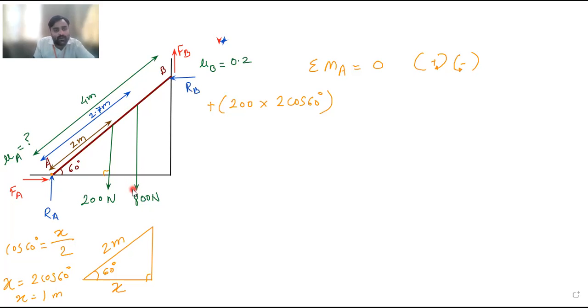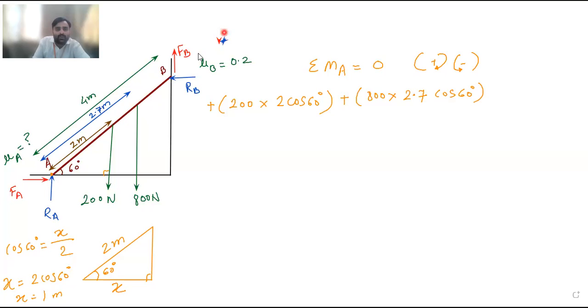Next is this 800 Newton force. What is the perpendicular distance of this 800 Newton force? From this point up to here, the total distance is 2.7 meter, and the angle is 60 degree. So this distance will be 2.7 cos 60. So it is 800 into 2.7 cos 60. This is also plus, as it will rotate in clockwise direction.